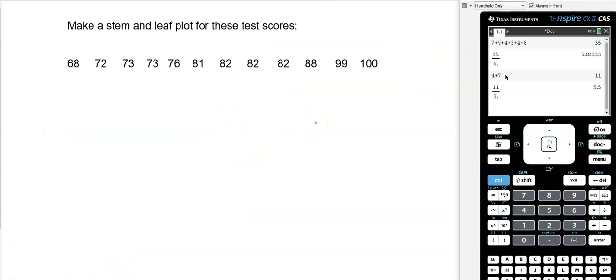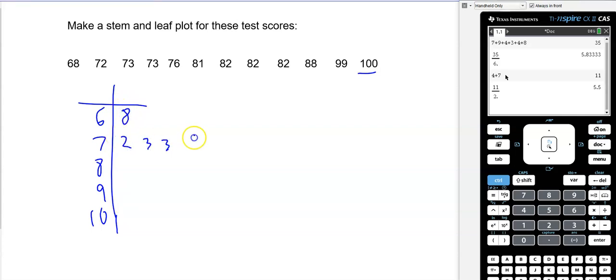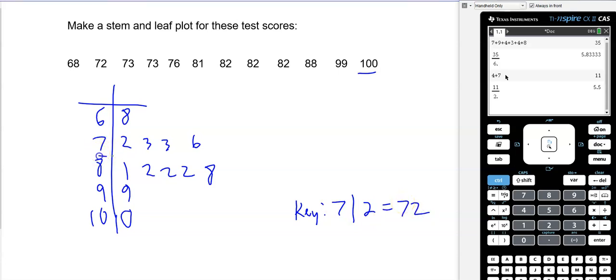Go ahead and make a stem and leaf from this. It's already in order. That's really nice. So you make a stem and leaf. It looks like I need 6, 7, 8, 9. And this one actually is going to have a double-digit stem. The leaf can never be double digits. So this is going to be 8, 2, 3, 3, 6, 1, 2, 2, 2, 8, 9, and 0. That's not full credit because you don't have a key. So you have to have a key. The key might be something like 7 bar 2 means the number 72. Got it.